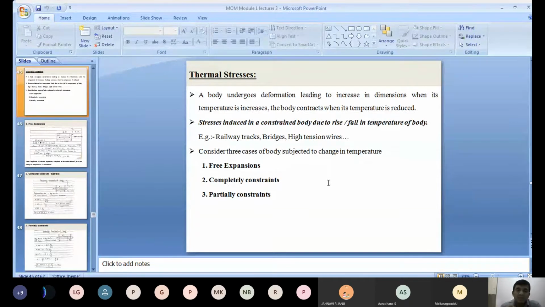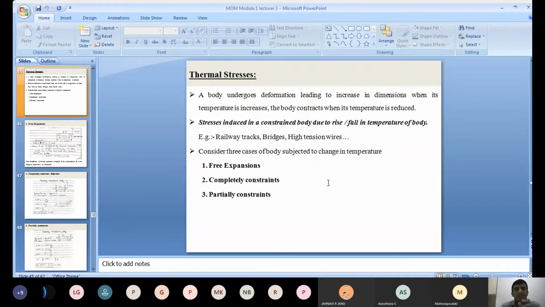How much does the dimension increase? Delta L is equal to alpha into delta T into L, in millimeter. Alpha stands for coefficient of thermal expansion. This is one of the thermal properties, not a physical property, sorry. In the mechanical properties, again some subcategories are there, properties that come under thermal properties of a material. Coefficient of thermal expansion, physically how do you measure it? Millimeters per millimeter per degree centigrade.